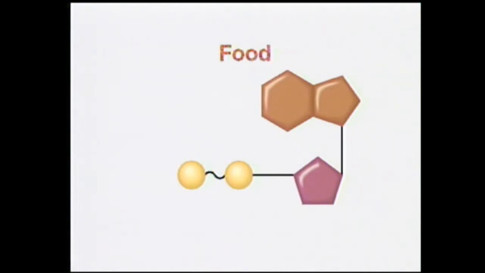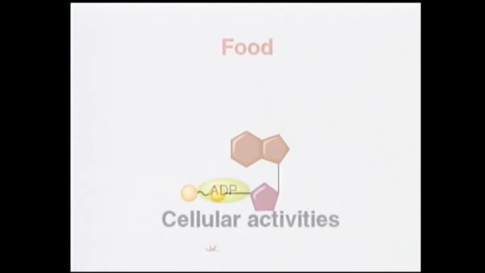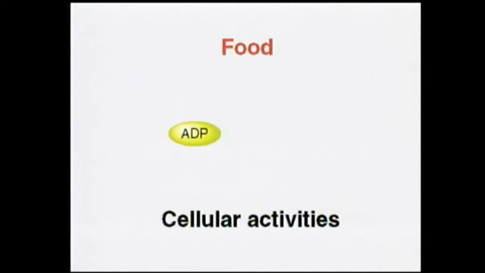Energy from the breakdown of food is used to attach a third phosphate group to ADP. A high-energy bond is formed between the second and third phosphate groups, resulting in an ATP molecule. Energy from food is used to change the ADP to an ATP. The energy stored in ATP is transferred and released when needed to power cellular activities. This process may occur as many as 10 million times per second in some cells.